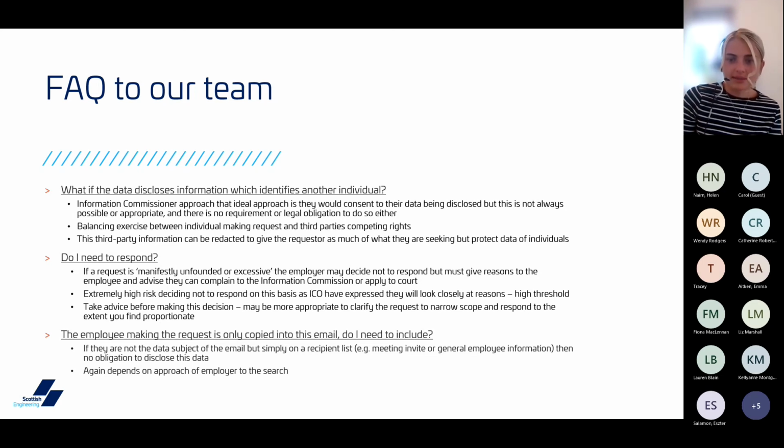And the third question is, the employee making the request is only copied into this email. Do I need to include it? So I think I touched on this earlier. If they're not the data subject of the email, but simply on a recipient list, say this is just a general employee information update that went out, or a mass meeting invite, then that wouldn't really fall under the obligation to disclose the data. But again, it just depends on the approach you're taking to the search. You might find it easier just to send everything, or you might be going through it more fine-tooth and taking things out. Just depends on your approach.